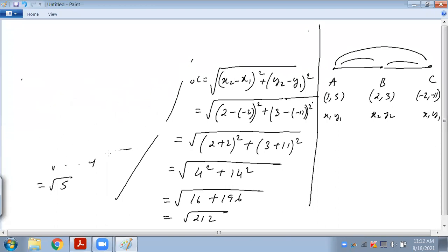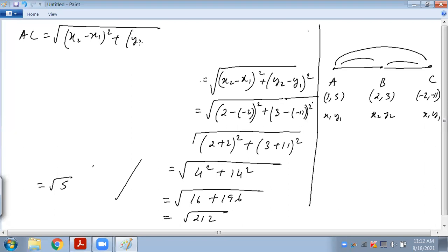So AB, we got √5. BC, we got √212. Let's find AC. AC will be equal to what? Again, the same formula. x2 minus x1 whole square plus y2 minus y1 whole square. Now for A and C. So A can be x1, y1, and C can be x2, y2. So you can take it in the rough.